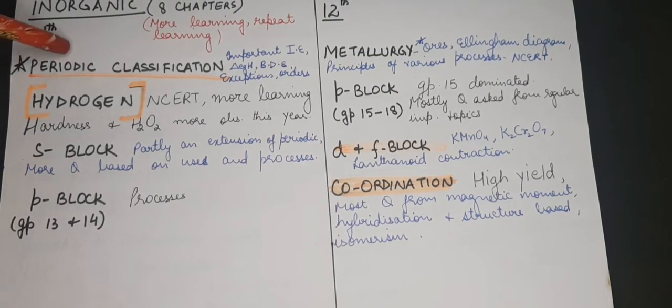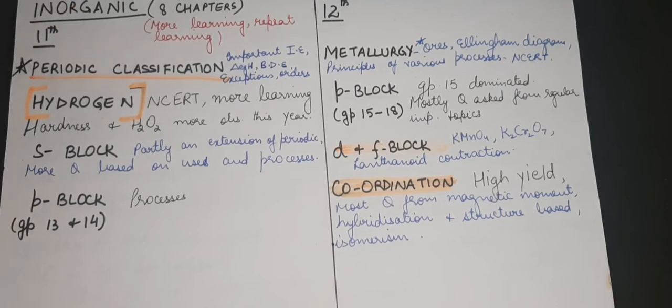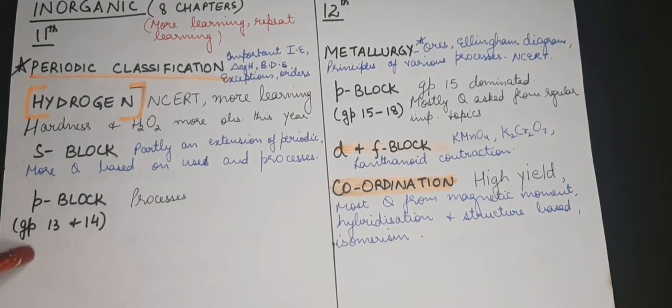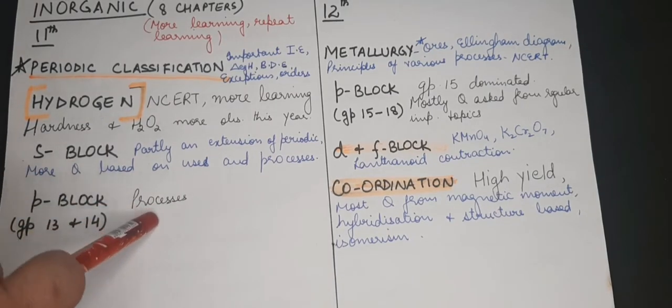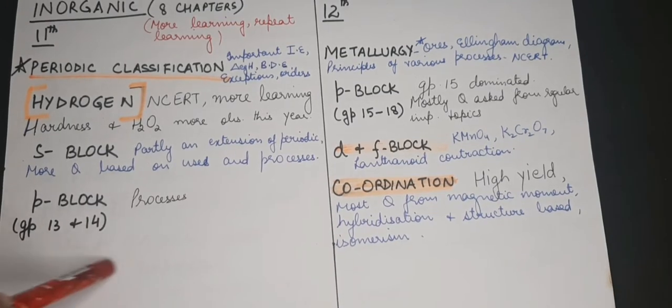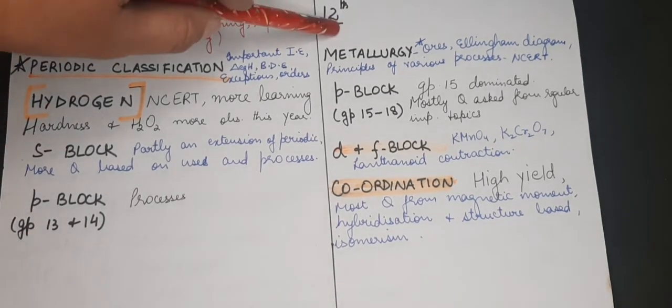Right? It's not always possible to differentiate whether a question was asked from periodic or S block, because these are quite related topics. And then P block, group 13 and 14, I would suggest boron, aluminium, carbon, important uses, processes, and some important structural components. You can revise, again NCERT based.